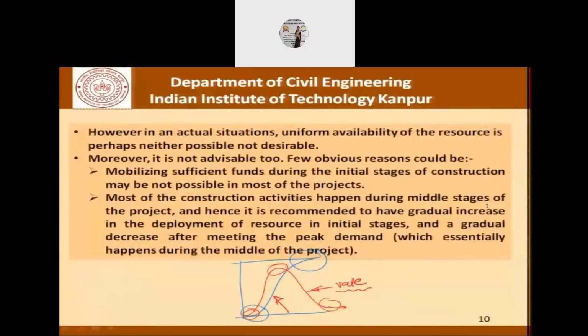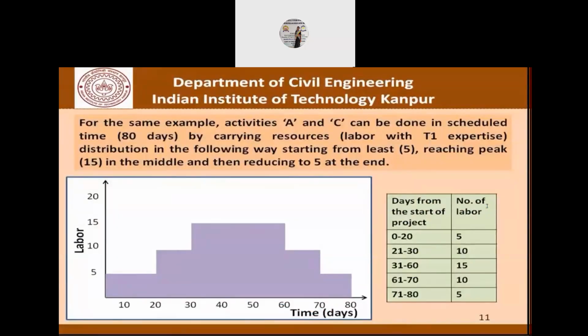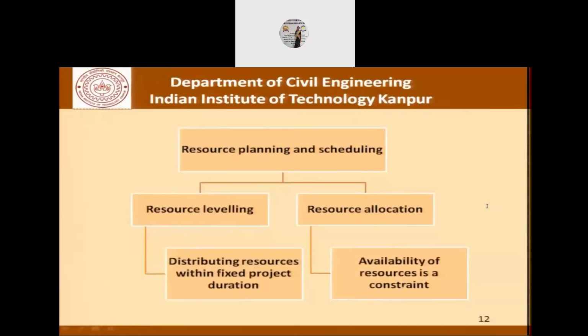Now, this is precisely the kind of deployment of labor that we would like to see, rather than the constant deployment as we have seen in the previous slide. What this slide shows is an alternative way of employing the labor for completing the 500 or 300 man days of work. It really shows the deployment at different points in time, and the rest of it, I'm sure you can figure out. Now, coming to our main discussion today, which is resource planning and scheduling.